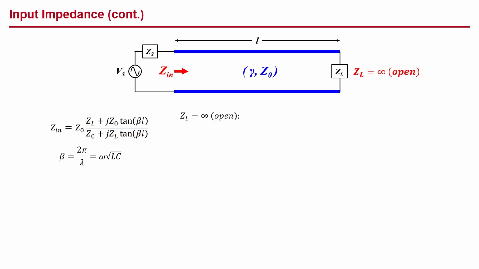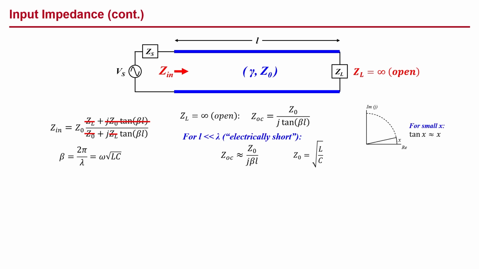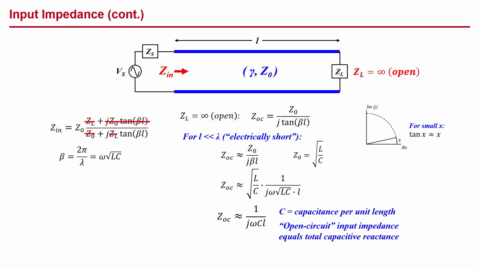For an open termination where ZL is infinite, the ZL terms dominate, the Z naught terms effectively go to 0, and the ZL terms cancel so that the open circuit impedance ZOC equals Z naught over j tangent of beta L. Again, for an electrically short cable, we can substitute beta L for tangent of beta L, make our substitutions for Z naught and beta to get that the open circuit impedance equals the total capacitive reactance.